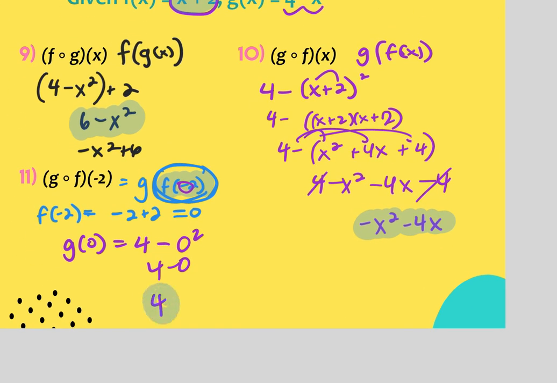And the last answer is your answer. It's not a two-parter. It is the last part. So you're going to do whatever is inside the parentheses first, or the second function first. Find f of that, and then take it and plug it into g.